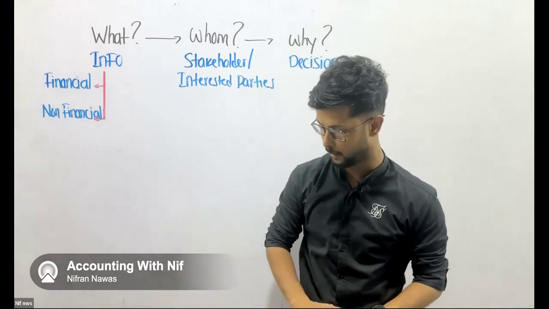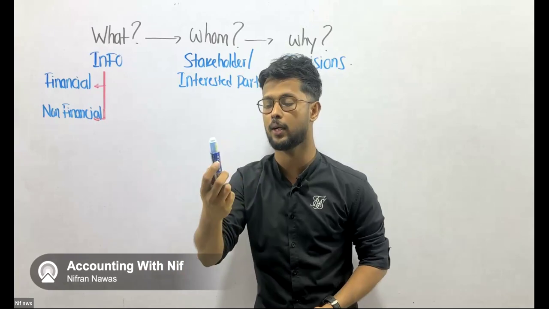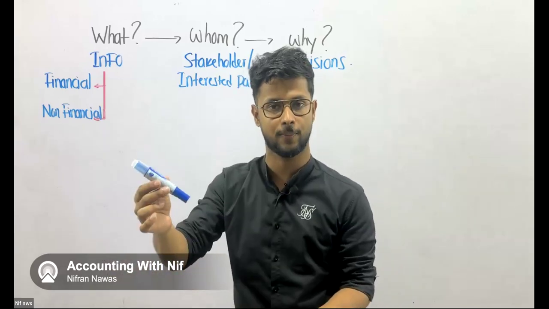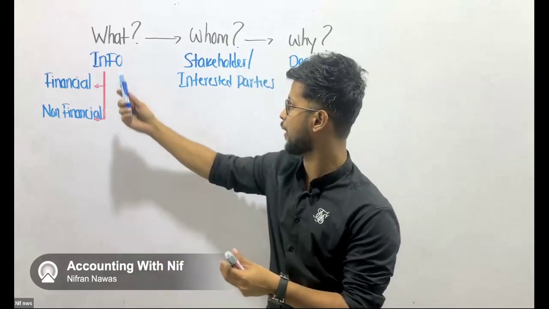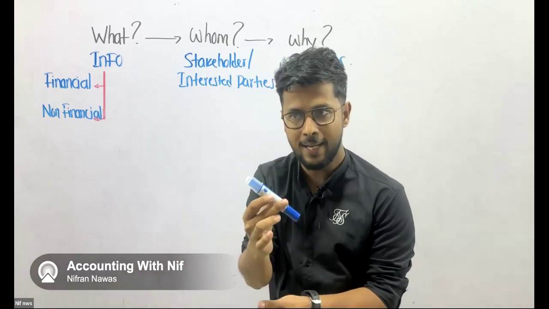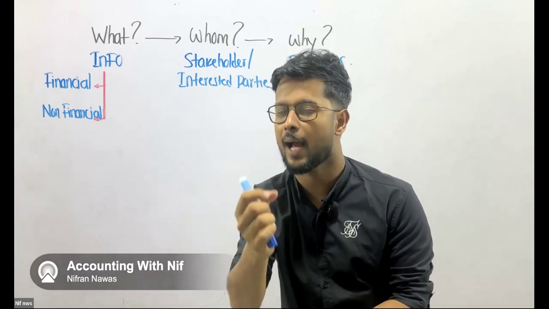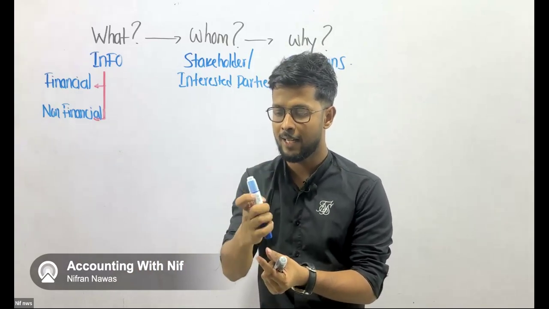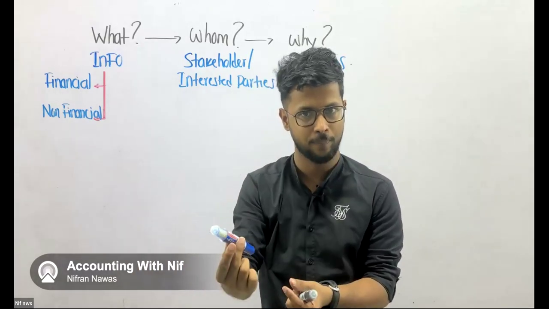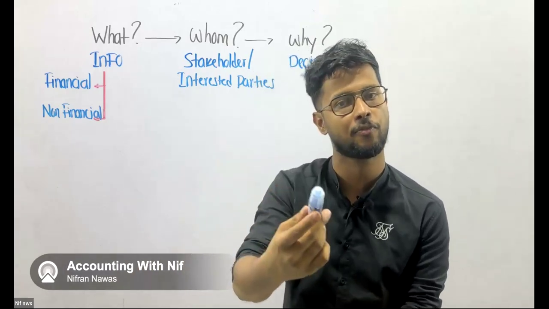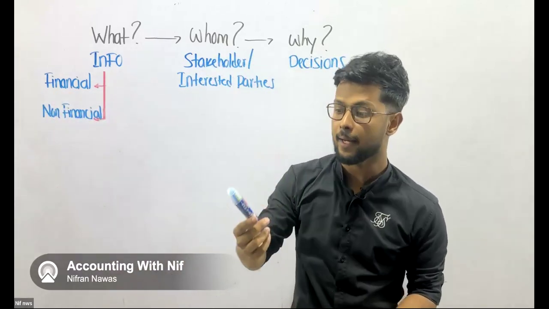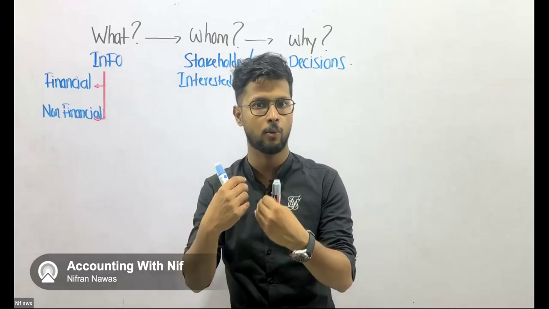So, let me take this marker, right? Right now, I'm giving you information. I'm telling you, bro or sister, I got this marker by paying 50 rupees. Right now, what am I doing? I'm providing you information. I'm telling you that I got this marker for 50 rupees. The information that I'm giving to you right now has a rupee value attached to it. How much is it? 50 rupees. So is that financial information or non-financial information? It's basically financial.